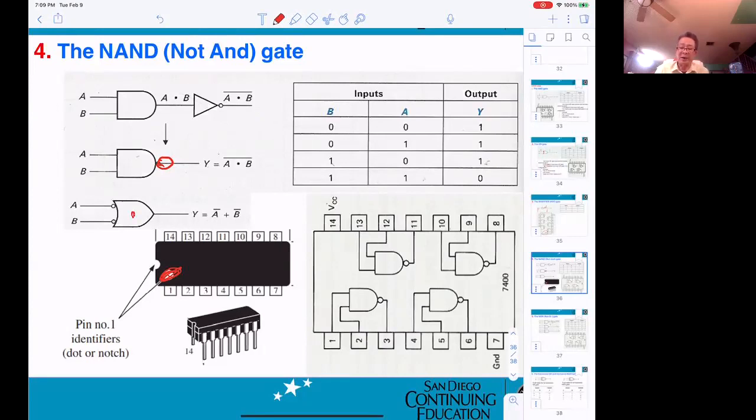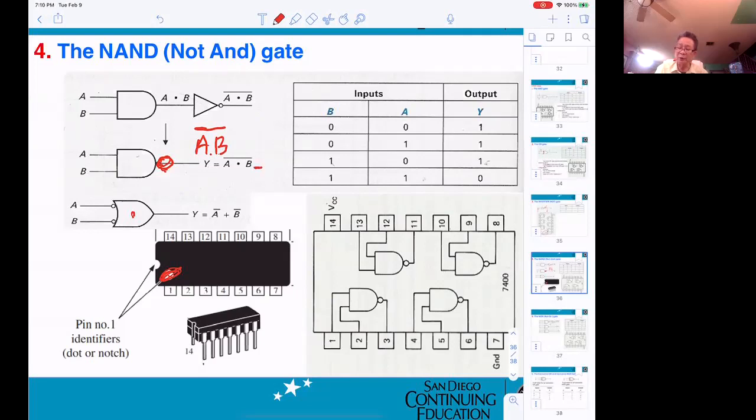Okay, now you get the equation. First thing, forget about the bubble right here. So you can get A and B. And now you get a bubble here, so they put a bar over it. That's why y equals not (A and B).